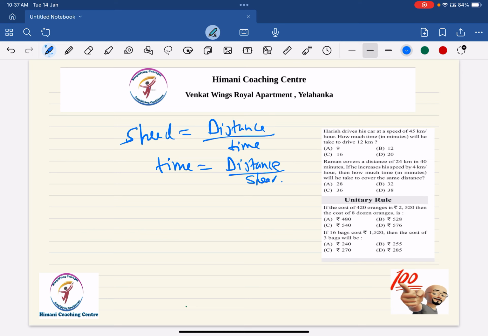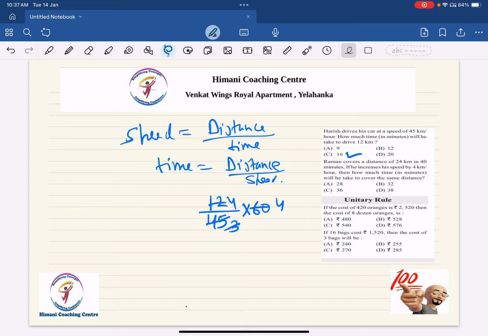Now, he covered a distance of 12 kilometers divided by the speed, which is 45. So this answer would be in hours. They want the answer in minutes, so multiply this with 60. Why? Because in 1 hour there are 60 minutes. Okay. Now 15 threes are 45, 15 fours are 60, and then 3 times 4. So 4 into 4, 16 minutes he will take.